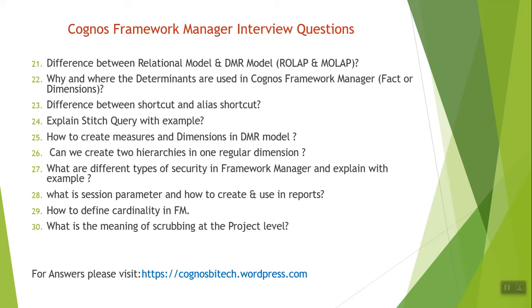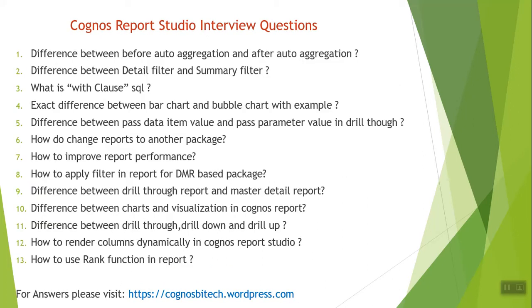What are the different types of security in Framework Manager? Explain with example. Okay, answer: we have three types of security, that is object level security, package level security and data security. And you should know how and where to use these securities in Cognos. Okay, this is all about Framework Manager interview questions. Then come to the next slide, that is about Cognos Report Studio interview questions.